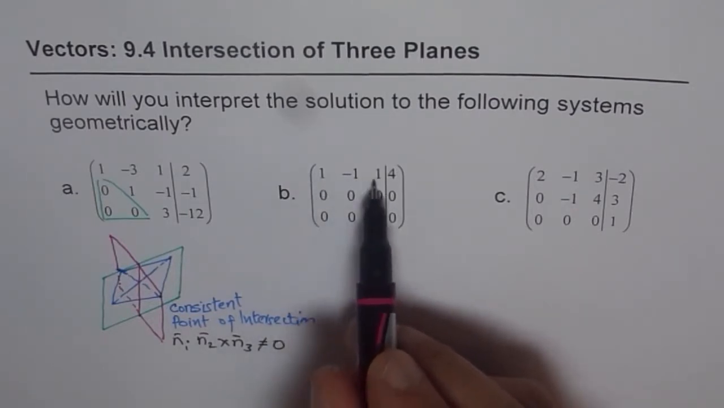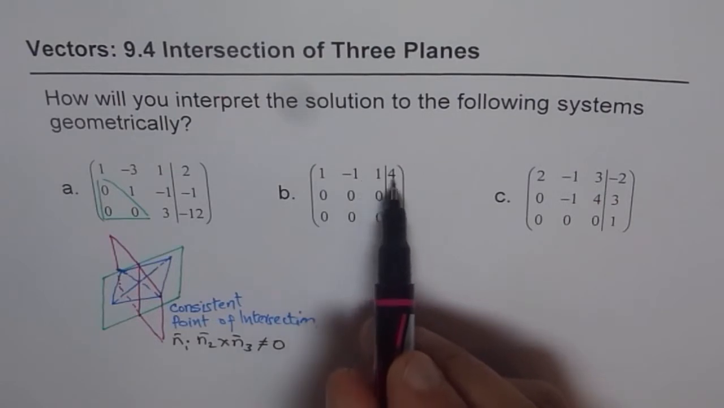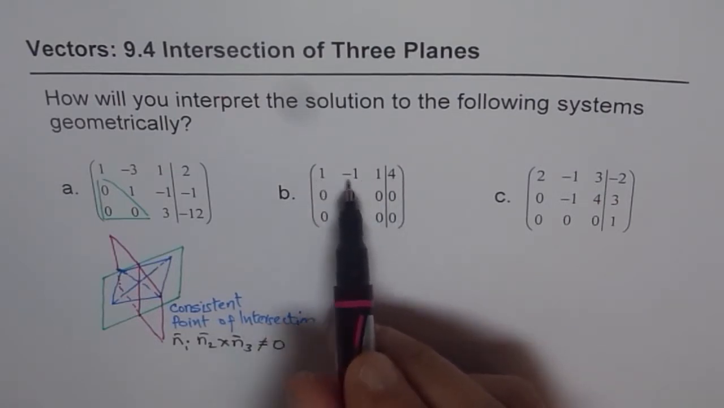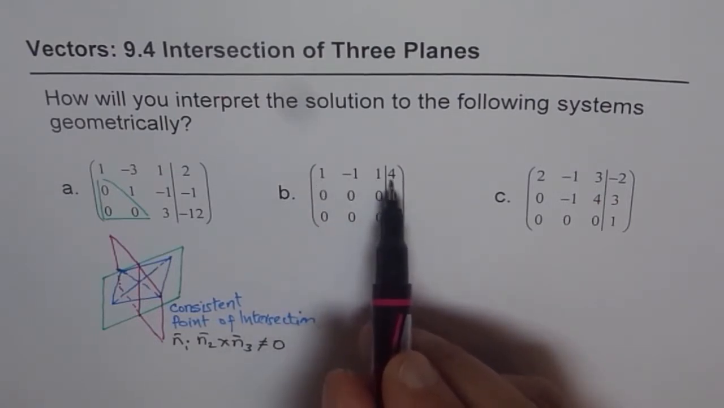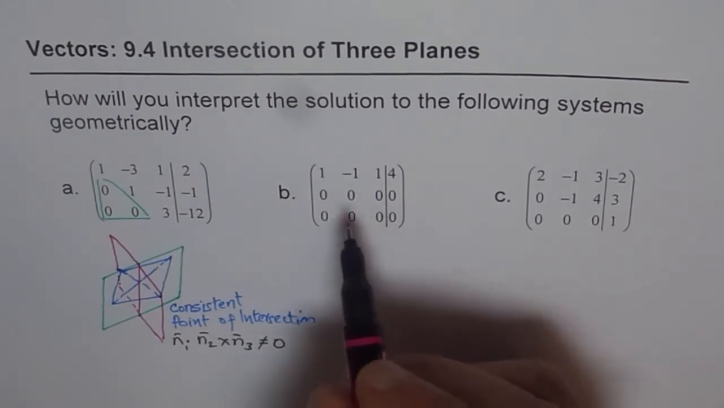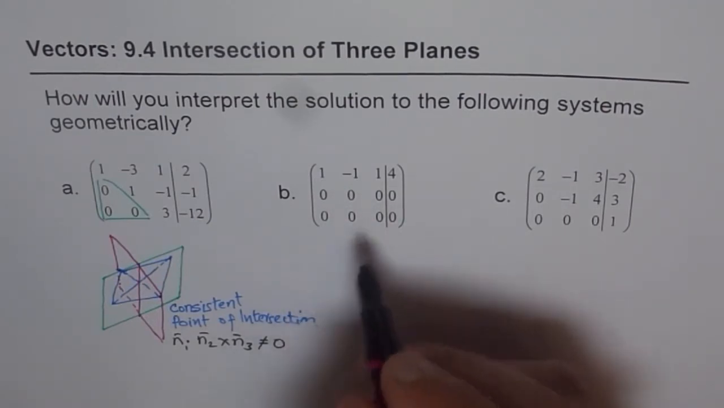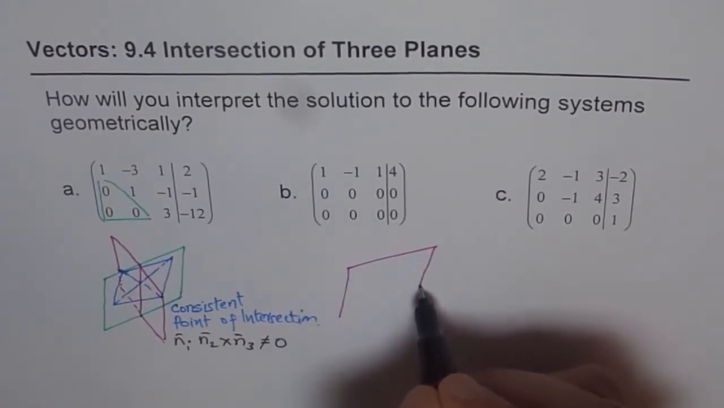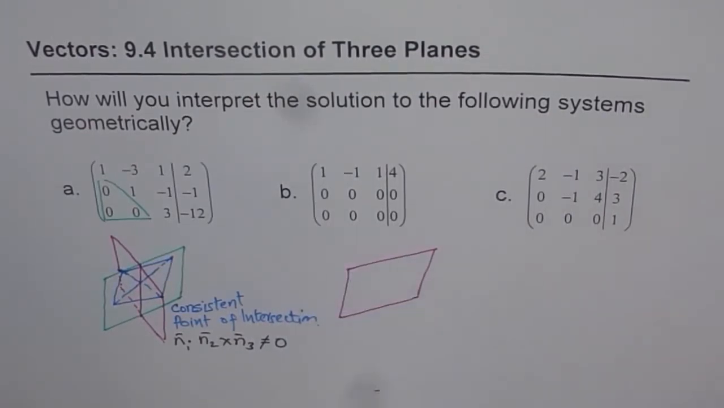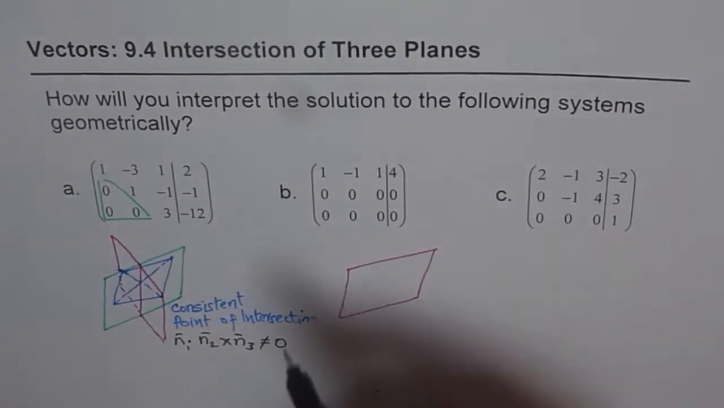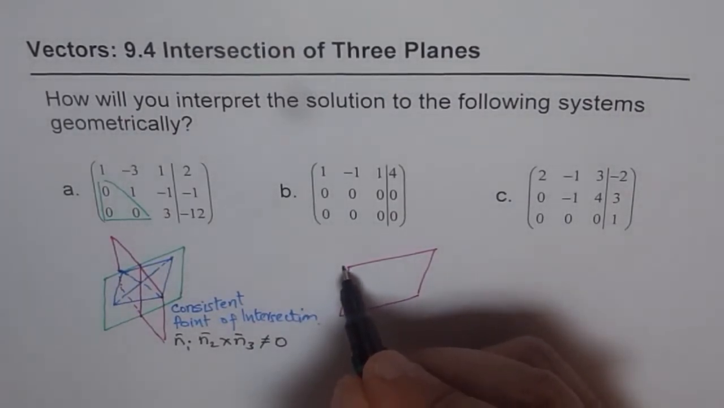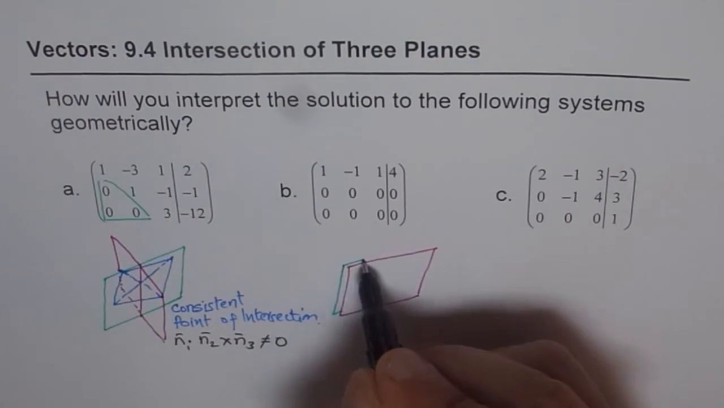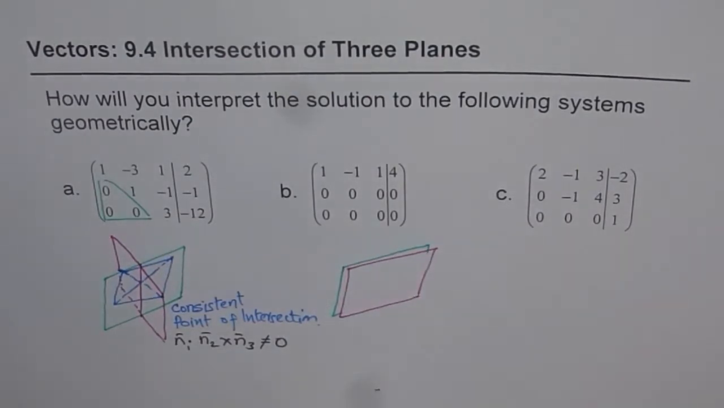So that is the normal for our plane, and the equation is x minus y plus z equals 4. That is the equation of your plane. So basically, in this particular case, what we have is three different planes, and all are exactly the same plane actually. So we have three planes which are the same, right? We'll just draw these three planes in different inks, and that is what we really get.